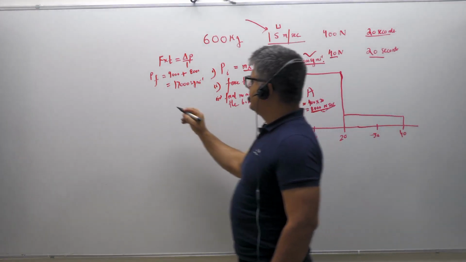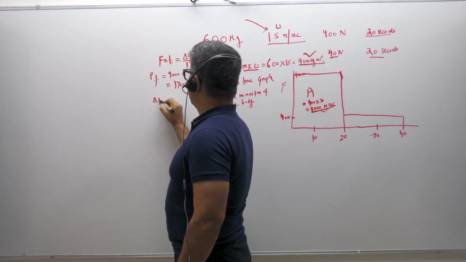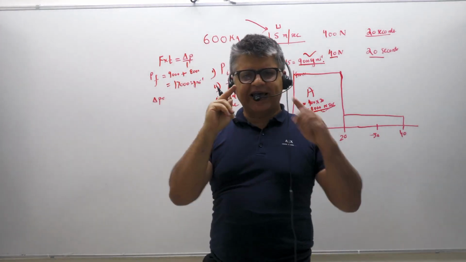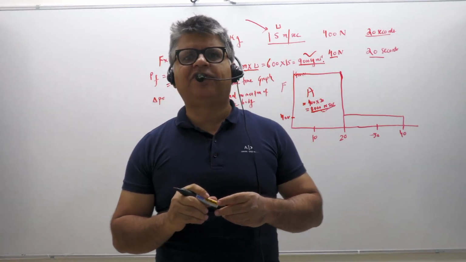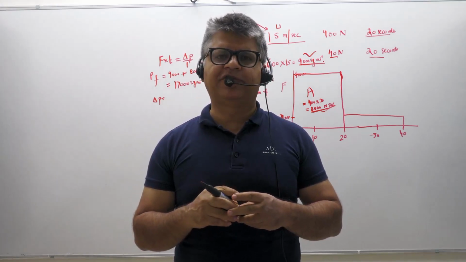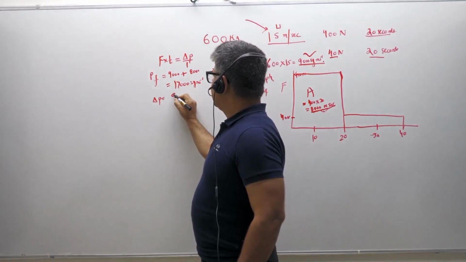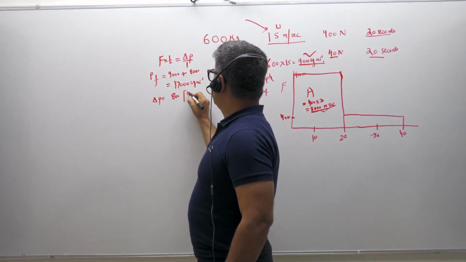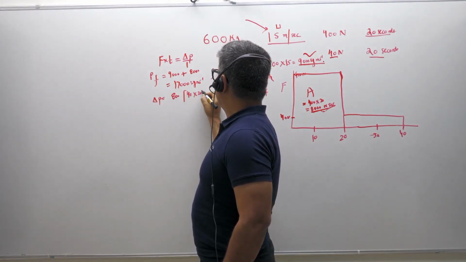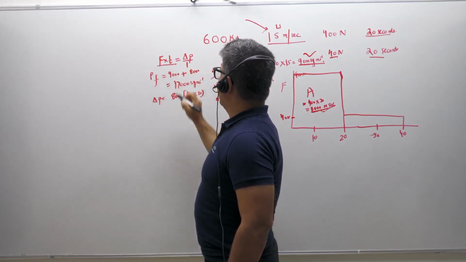So therefore the change in momentum because of the second force, which is the 40 Newton force for a period of 20 seconds, is given by 800, right? Which is, 40 is the force and it applied for 20. So I'm using this concept, F into T.